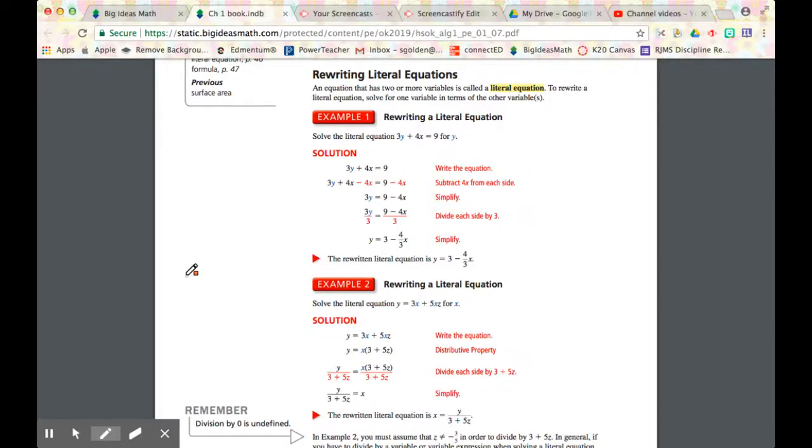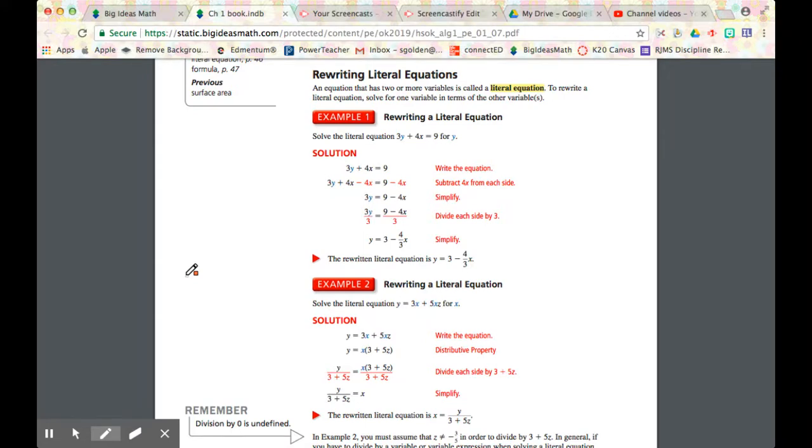Okay, so lesson 1.7, rewriting equations and formulas. Looking at examples 1 and 2, it says rewriting a literal equation. I just want to start this lesson by saying we will not be getting a single answer today. This whole lesson is just about taking an equation and basically rearranging it. We're not actually solving for anything, we're just rearranging everything.